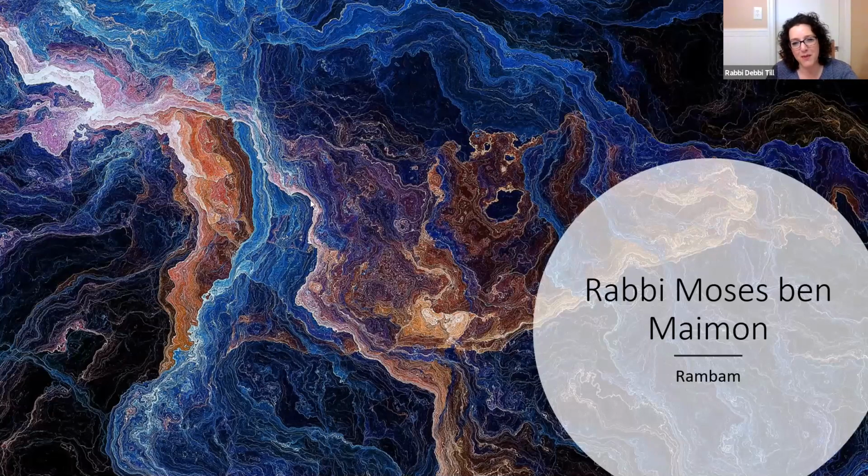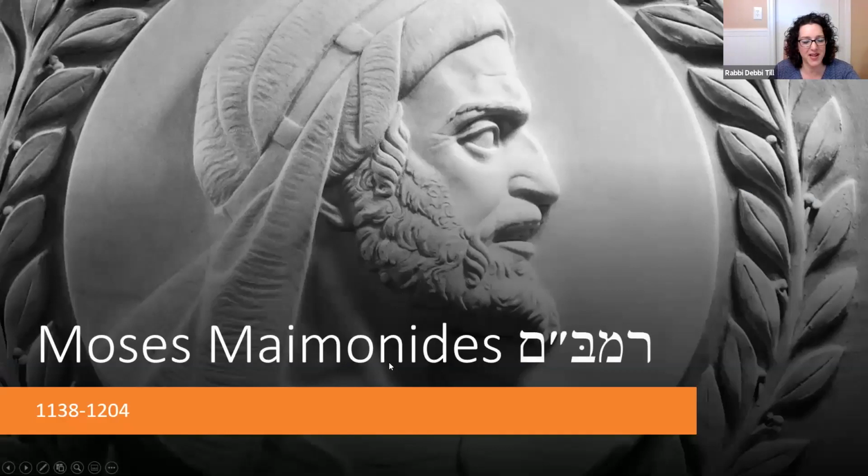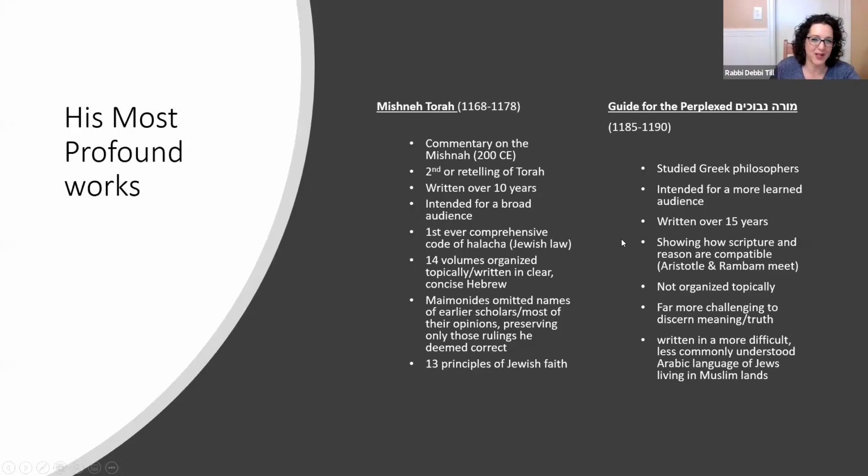So Rabbi Moses Ben Maimon, we are studying his dates. We've been studying him for a while. This is perhaps what he looked like. This is just a recap because we're going to do a little bit of work from both of his works, from the Mishnah Torah and from Guide for the Perplexed. That's just a quick recap if you need to read it over. I find that sometimes I need a tickler from week to week, just to remember which is which in different courses that I'm studying.